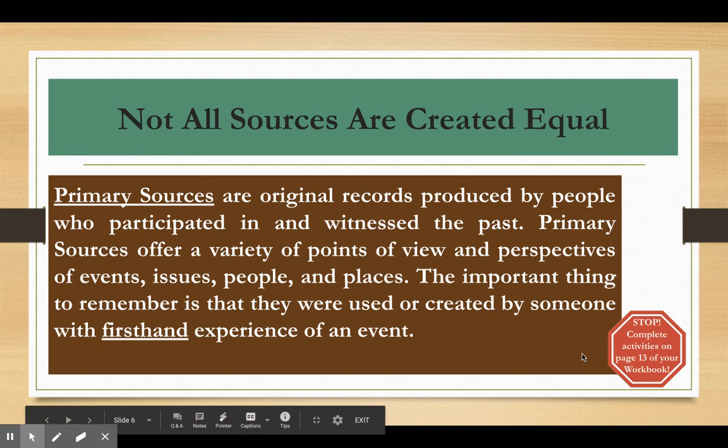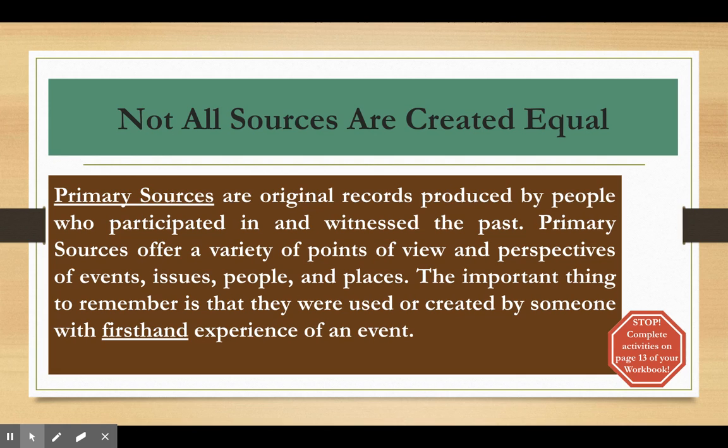All right, it says stop. Complete your activities on page 13. So the first one, it says brainstorm possible primary sources here. So I want you to stop the video and think about what different kinds of sources are primary sources. Just type in a few. When you're done, click start and we'll take a look at that. So hit stop now.